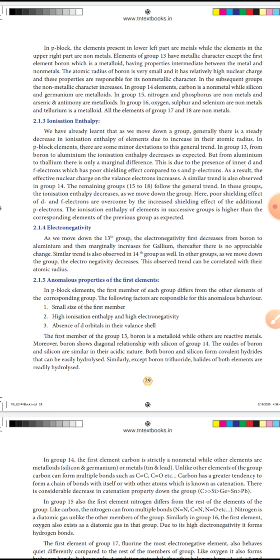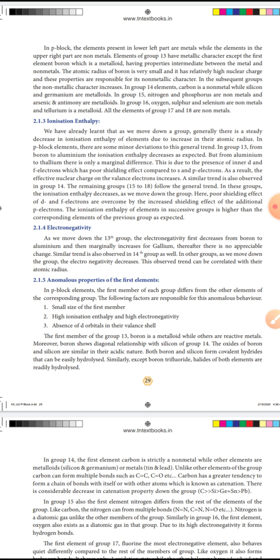The atomic radius of boron is very small. It has a relatively high nuclear charge. Boron has a very small atomic radius, but the nuclear charge is high. Okay, so it has non-metallic character. Non-metallic character increases in group 14 elements. Carbon is a non-metal, while silicon and germanium are metalloids.